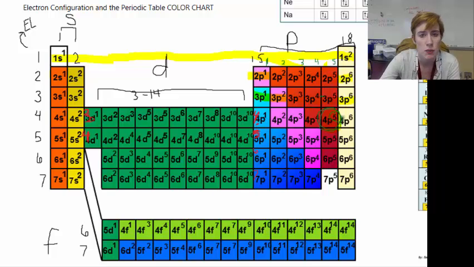So where was I? We just filled up the 4s, 4s2, and then I can fill up all of the 3ds, so I'd write 3d10. And then I fill up almost all of the 4p's, and I stop at 4p5 because that's where my element is.